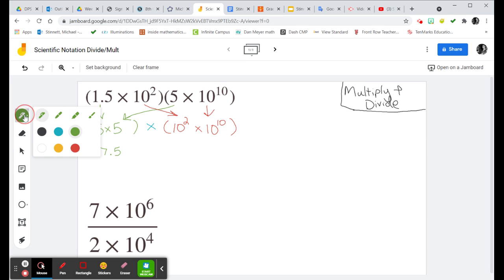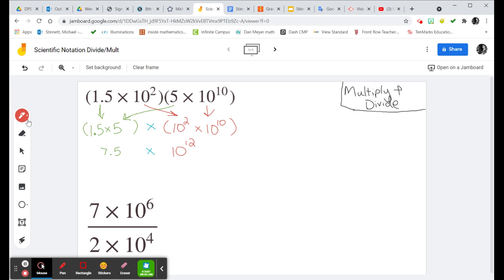And then times 10 to the second power times 10 to the 10th power. So we're multiplying powers here. When we multiply powers, what do we do with the exponents? That's right, we add them. We add the exponents, okay? So we're going to say that this is 10 to the 12th power, just because we added our exponents here. So then we have 7.5 times 10 to the 12th power.